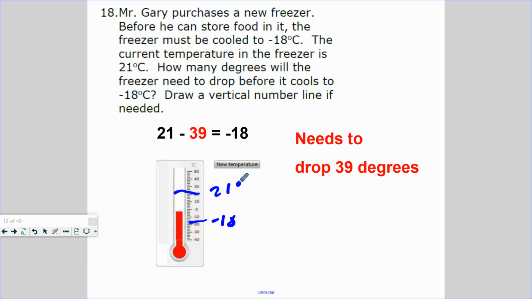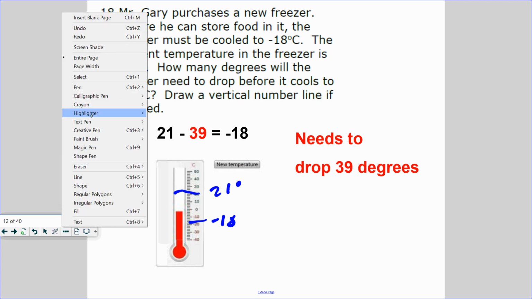It needs to be cooled down a lot. How many degrees will the temperature need to drop before it cools to -18 degrees? So how much does it need to go drop down by? Many ways to answer it. You could use absolute value.